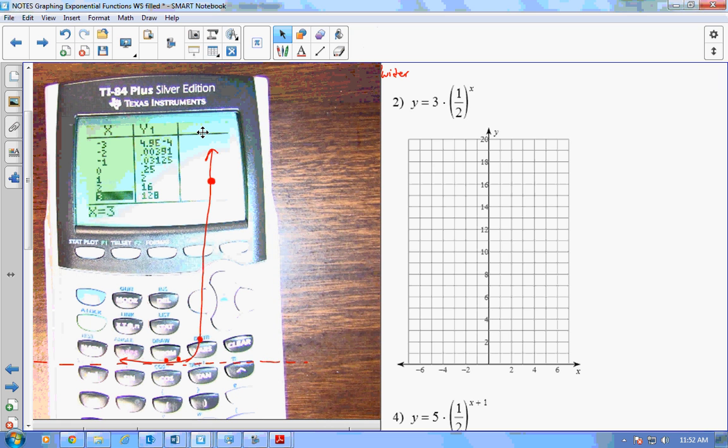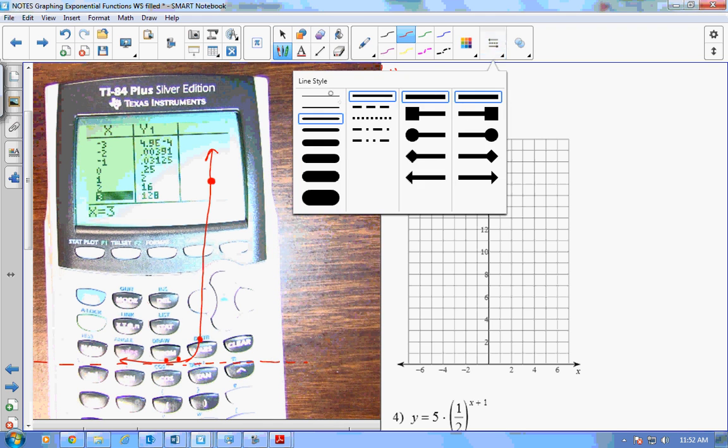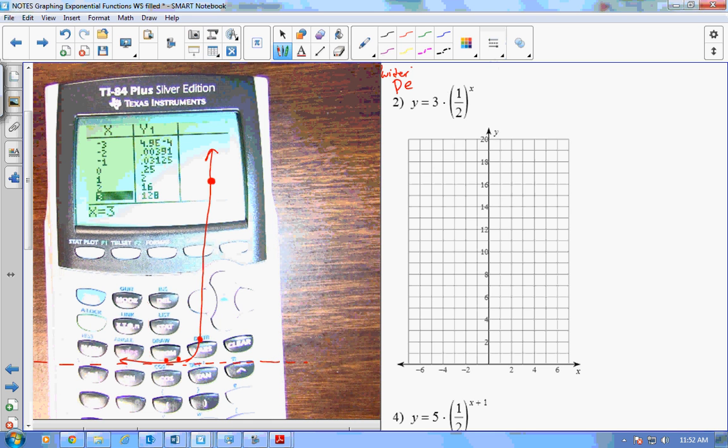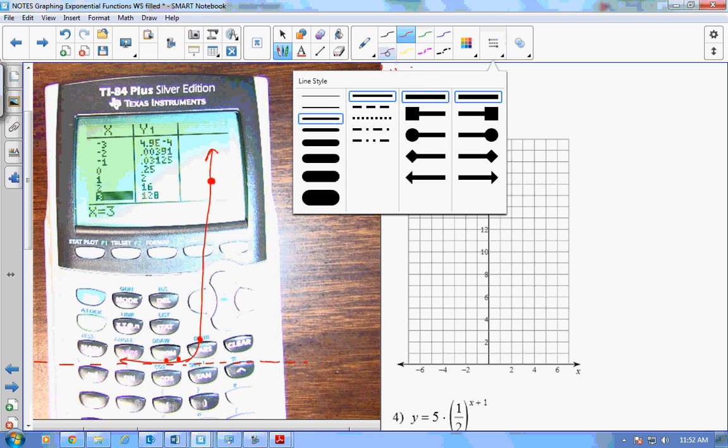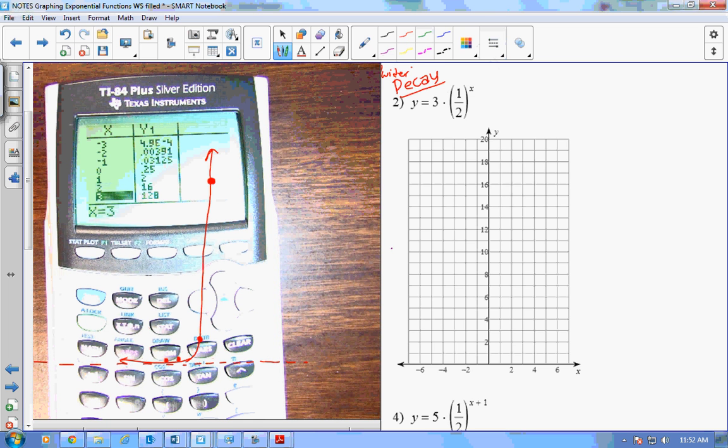Okay, so is it a growth or a decay? Is it going to grow or is it going to decay? Decay. Fractions are getting it smaller and smaller and smaller. So it's a decay. Write that on your paper. This one is a decay. Next, we list A, H, and K.